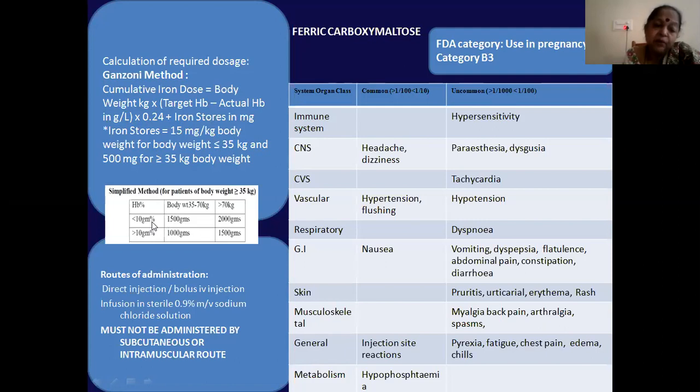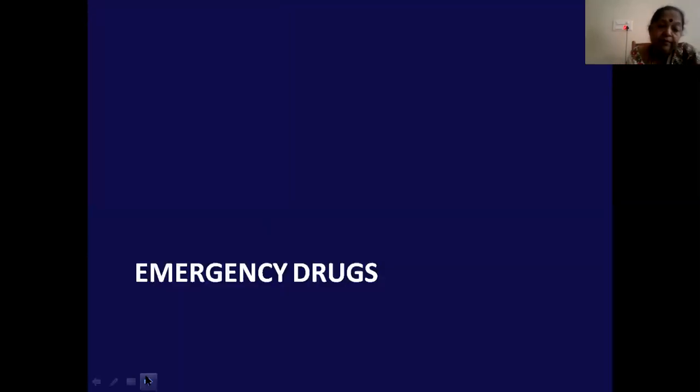Usually if the hemoglobin is less than 10 grams, you give 1500, and then body weight also you have to think over. So usually 1000 milligram you can definitely give. You can give by direct injection or bolus IV or infusion in sterile 0.9 normal saline, and it should not be administered by subcutaneous or intramuscular. So it is a category B3 drug, you should remember.